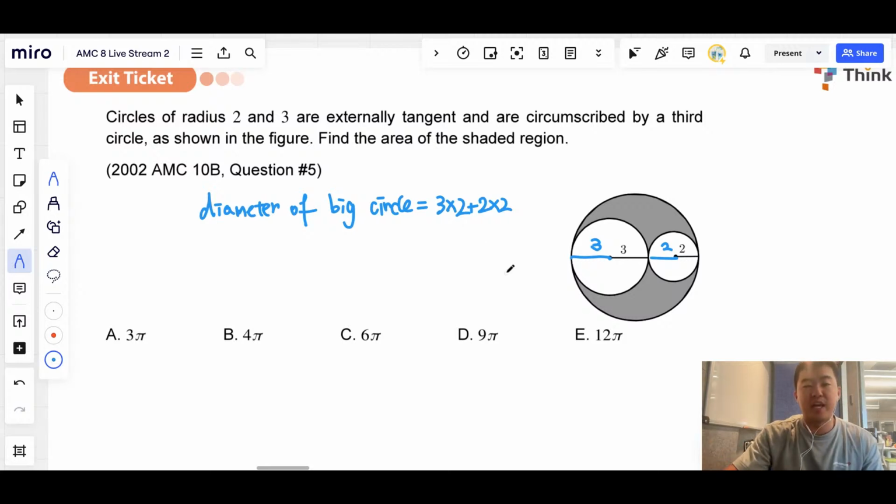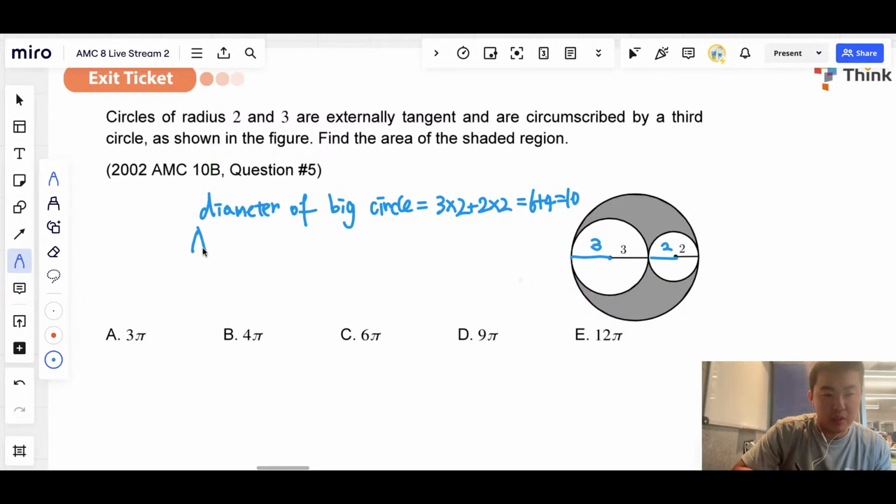Now we first find the diameter of the big circle, that is twice times 3 and 2 times 2, which is 6 plus 4. So the answer is 10. Okay, so that's for our first step. Find the diameter of the big circle. Then after that, we can find the area of the large circle, right? Since we know its diameter.